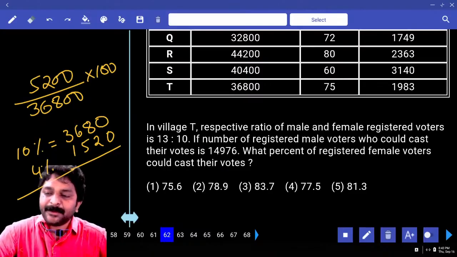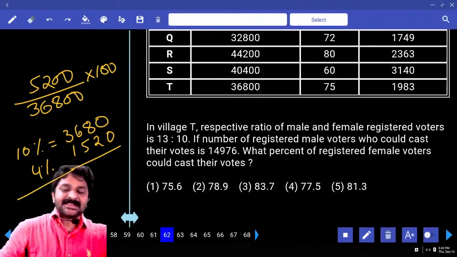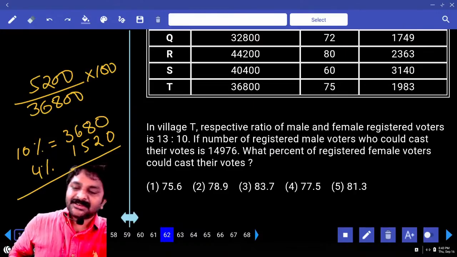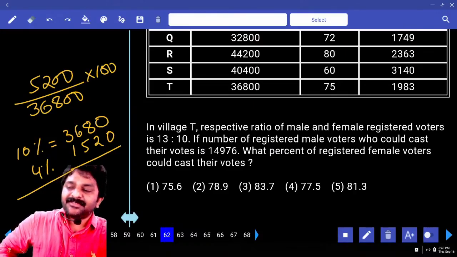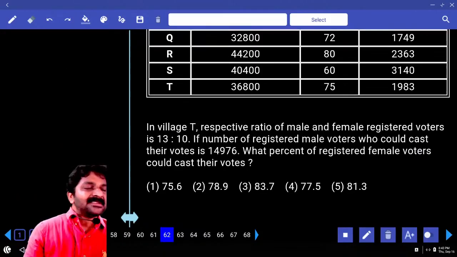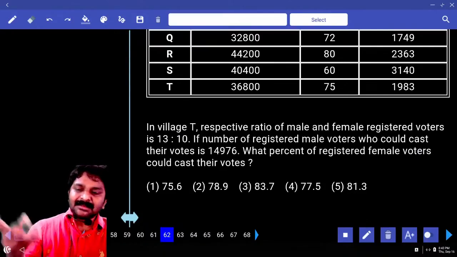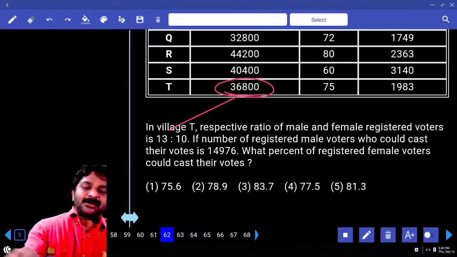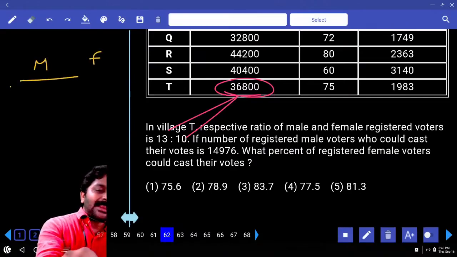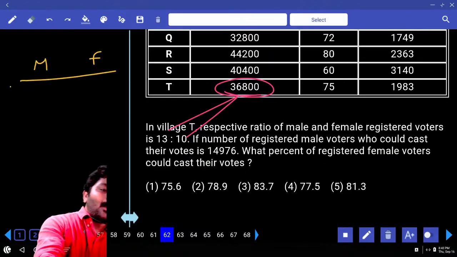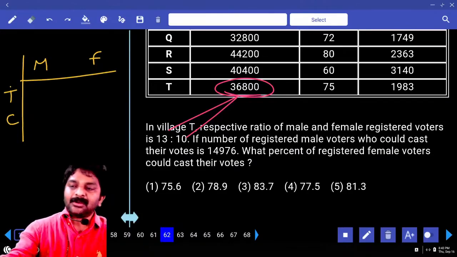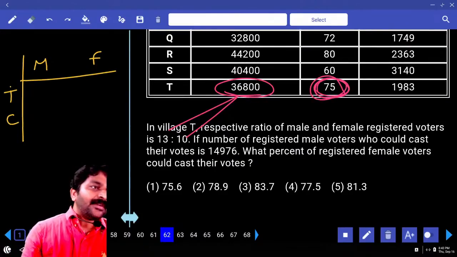In village T, the ratio of male and female registered voters is 13:10. The number of registered male voters who could cast their votes is 14,976. What percent of registered female voters could cast their vote? If I were to answer this question in the examination hall, I will skip this question. Because there is some number here that must first be divided into the 13:10 ratio, then you'll get total male and female. You are not done with the answer. Out of the total, you are given that 75% cast their vote.